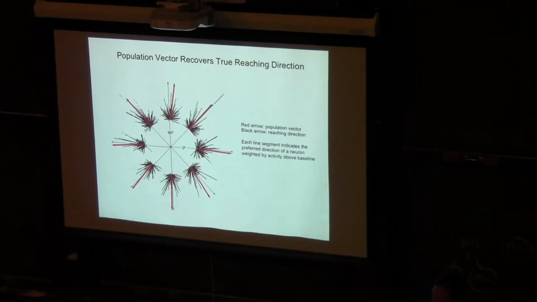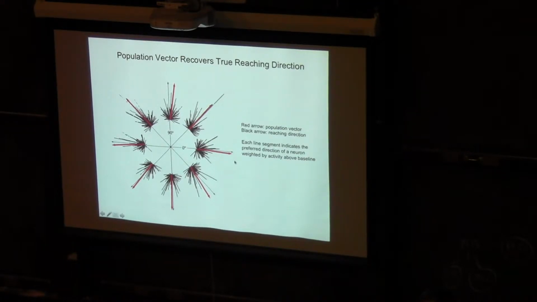So this is an example of how this works in practice. Each black line here is the preferred direction of a single cell. There are hundreds of cells collected in many different structures, put together. This plot is arranged according to the reaching direction. The middle is reaching to the right.